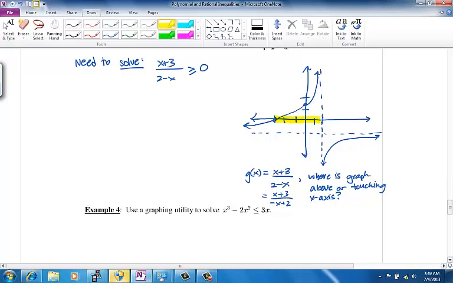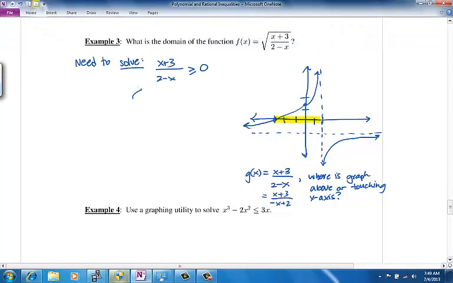So the solution to this inequality is -3 to 2, including -3, but not including 2. So the domain of f is exactly that interval, because the inequality solution would be the inputs that work for that function f.